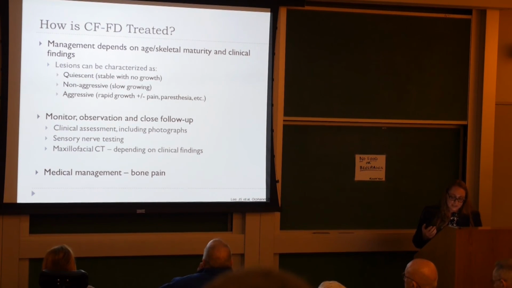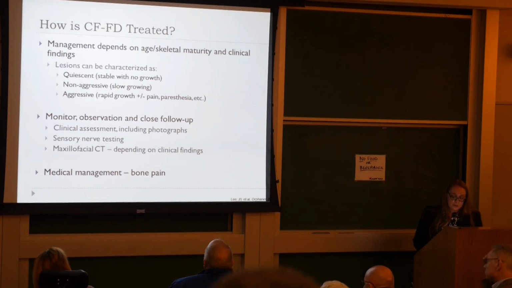And we can also group these lesions, as we did with cherubism, into quiescent, non-aggressive, and aggressive. And really, some of the indications are going to be rapid growth, pain, paresthesia, etc. But for the majority of patients, we're going to monitor them, observe them with close follow-up. So clinical assessment is very important, taking various measurements, including photographs, sensory nerve testing, and then doing a maxillofacial CT. And this depends on clinical findings.